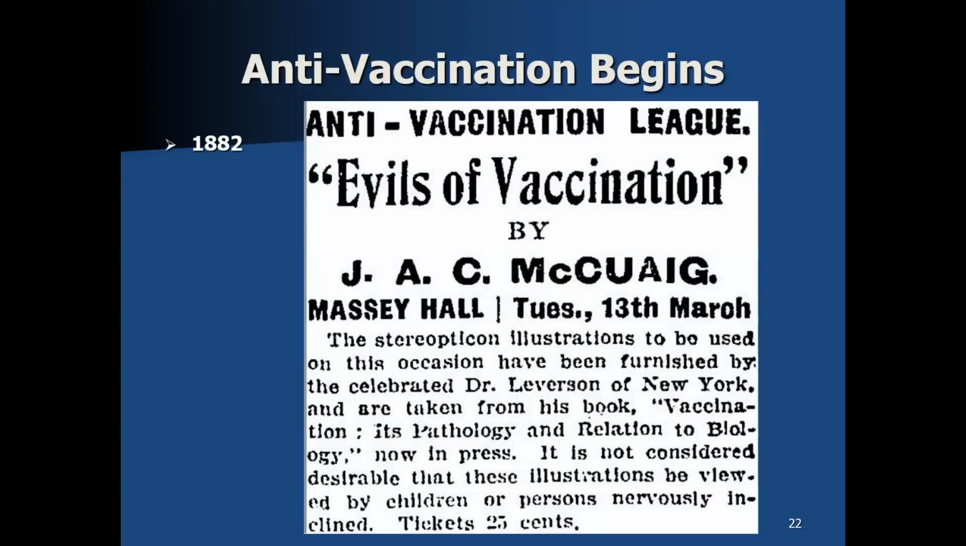In 1882, the Anti-Vaccination League of America held its first meeting in New York. Among the assertions made by the speakers at the meeting was the idea that smallpox was spread not by contagion but by filth. This became a popular though incorrect argument of anti-vaccinationists.